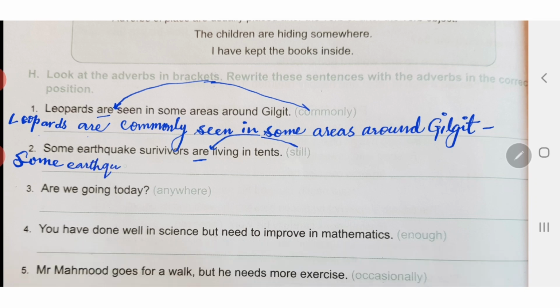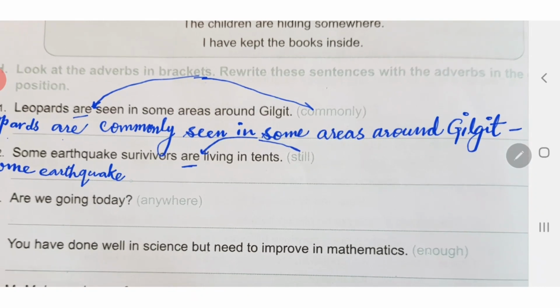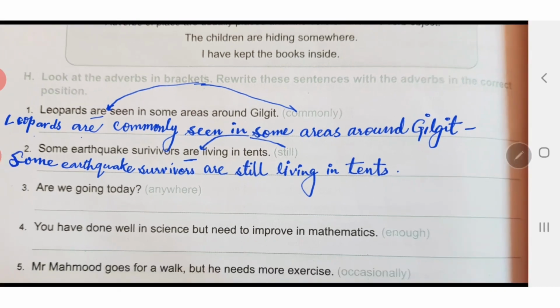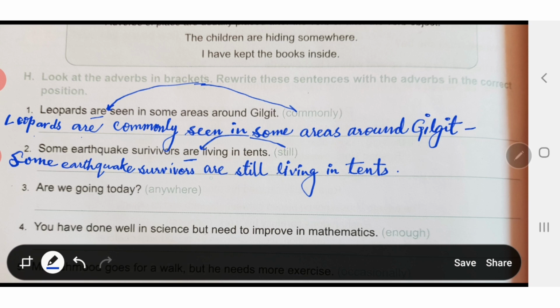Space is less, so I will recommend you all to write it in small letters. Okay, survivors are still living in tents. Okay, easy, students. I will repeat. Some earthquake survivors are still living in tents. That was easy and fun also.